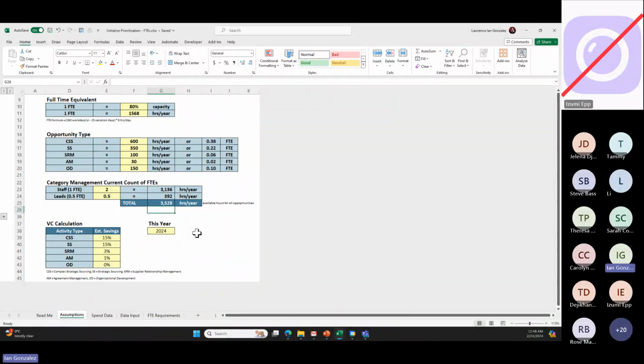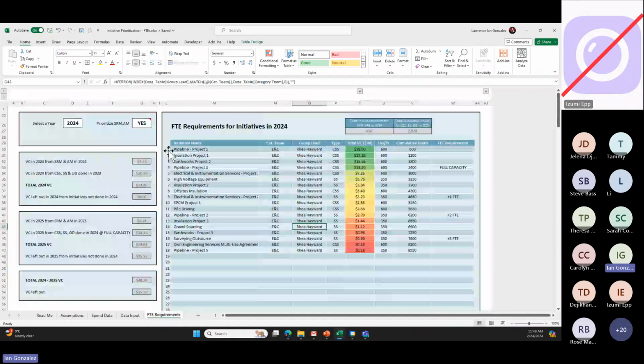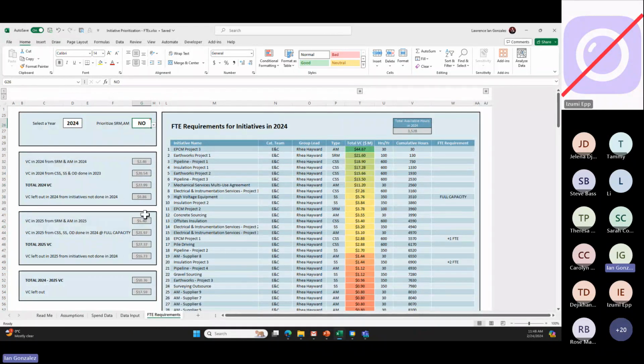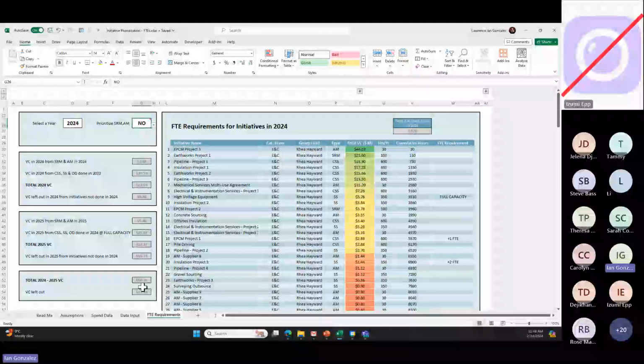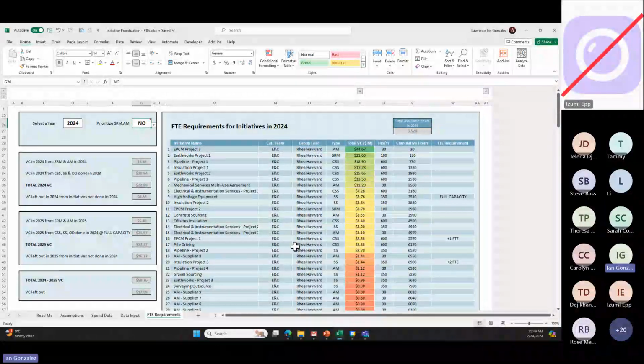Izumi asked, does changing no to SRM AM change value created? Yes, it does. So if I put no, the value creation changes also, the figures, aside from the prioritization.